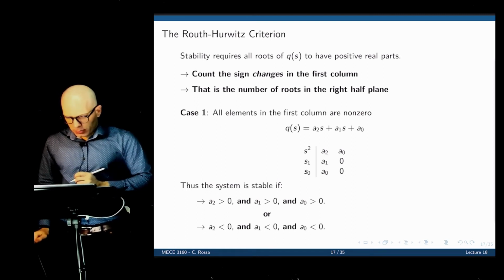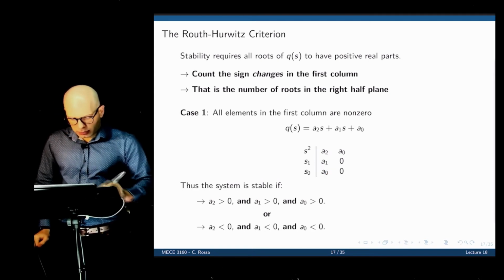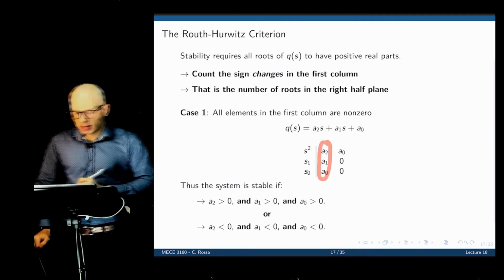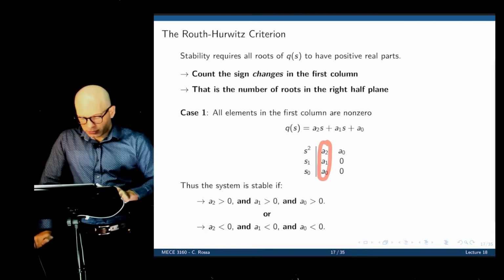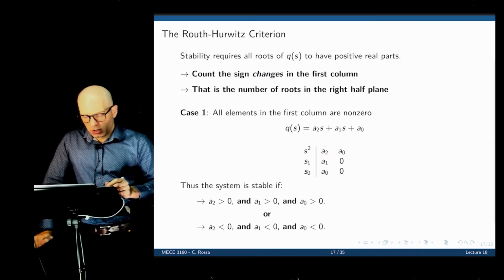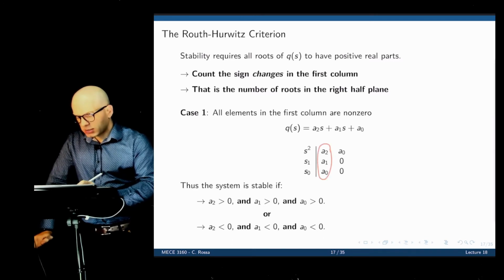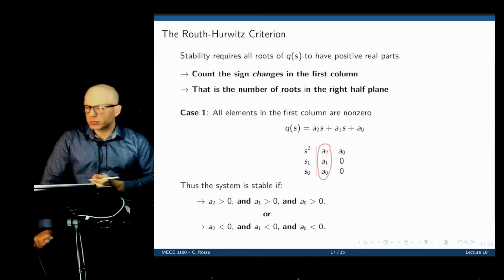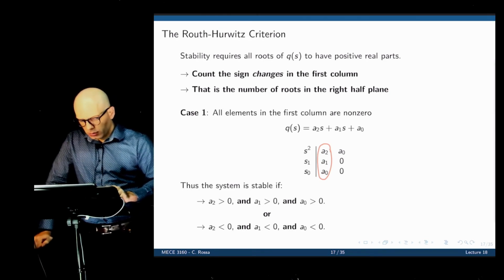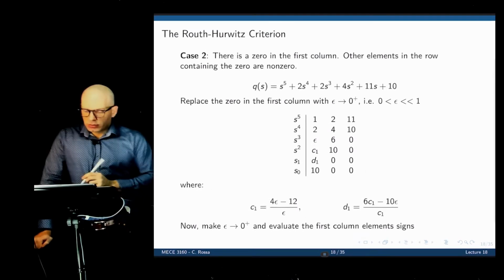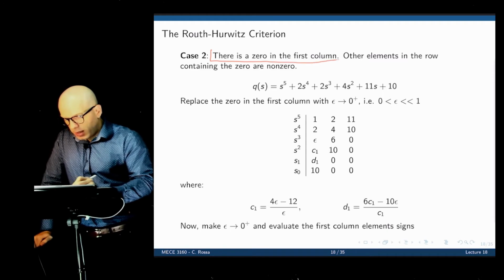The easiest case is where the entire column, not row, sorry, the entire column here has non-zero elements. That's easy. We know the sign of a non-zero element. For this particular system, if A0, A1, and A2 are not 0, then a sufficient condition is that all of these are positive or all of these are negative for the system to be stable, no sign changes. That's the easiest case.